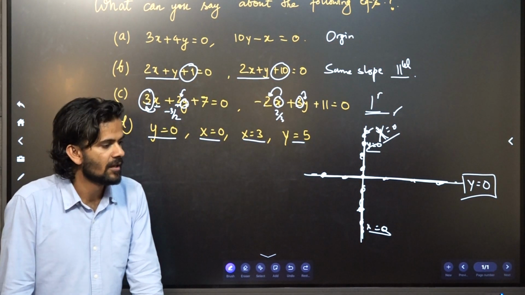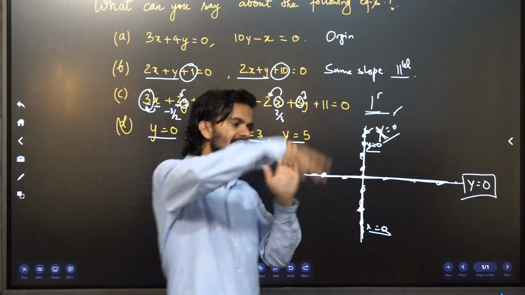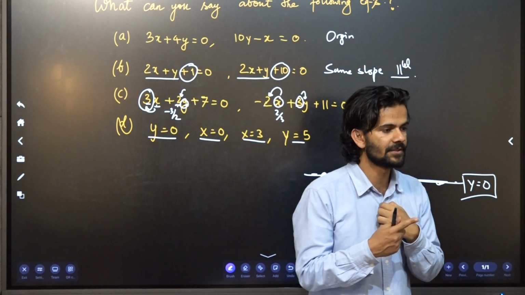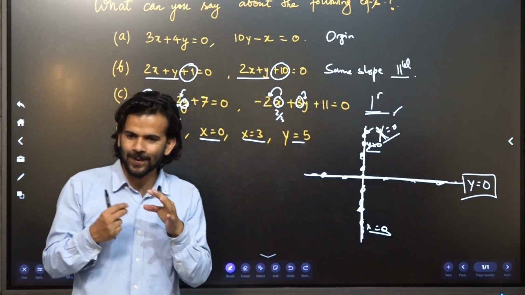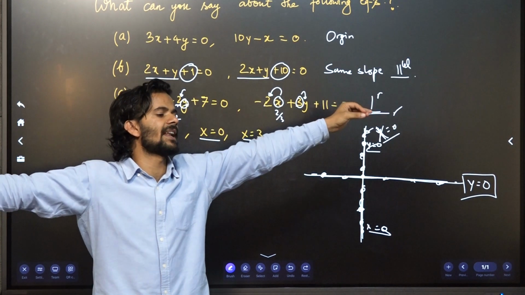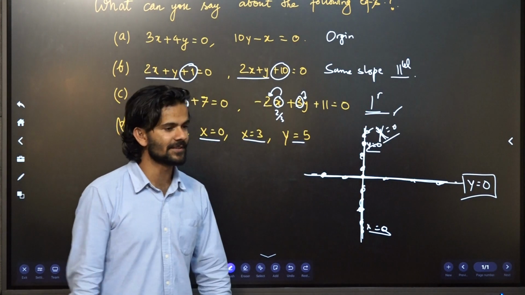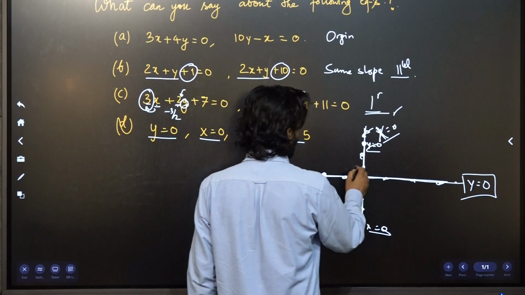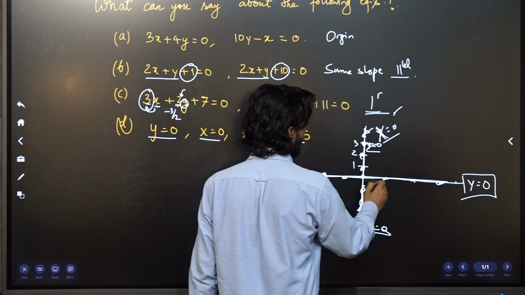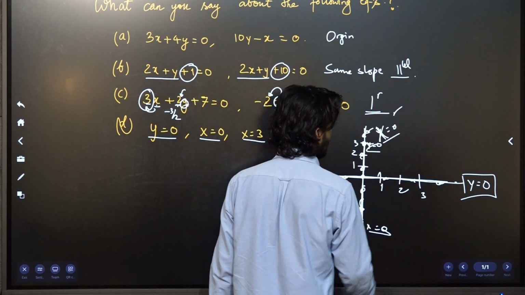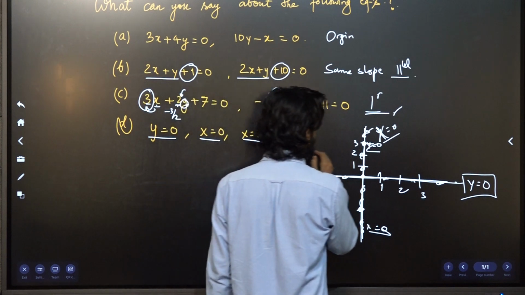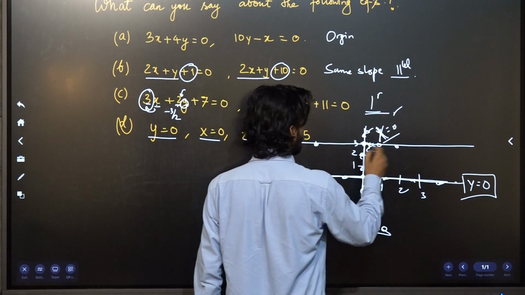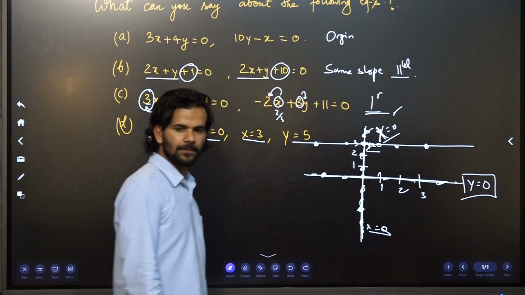Where is this? You have to find a line where x is always 3. Parallel to the y-axis. I have to find a line where all the points on that line have x coordinate 3. Where is it? On the positive side, 1, 2, 3. So if I draw a line like this, take any point here, here, x is 0. Or is x 3?